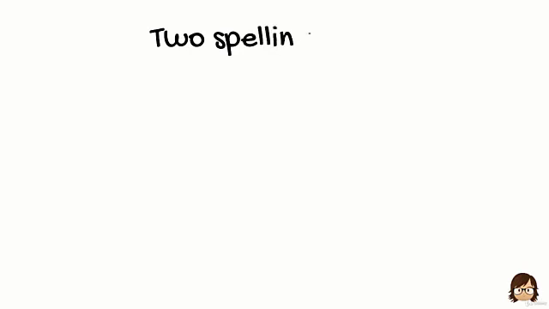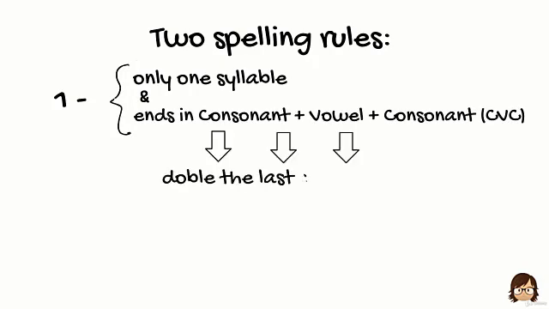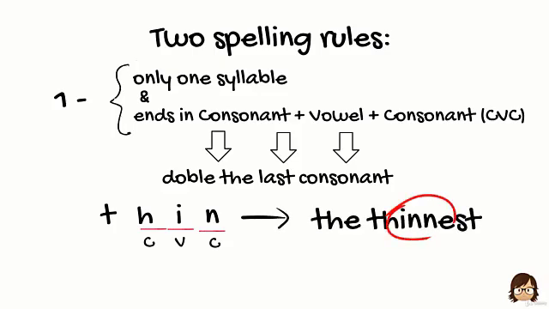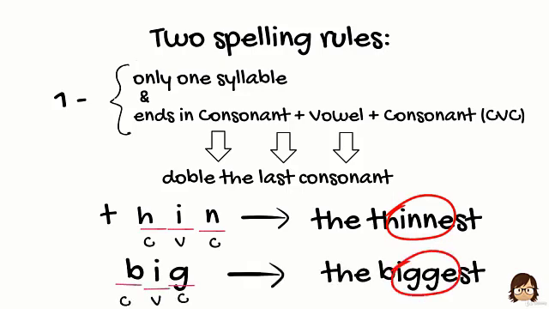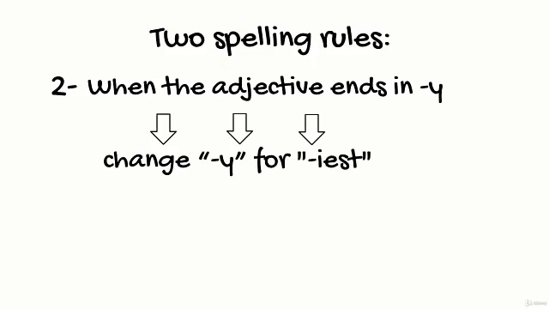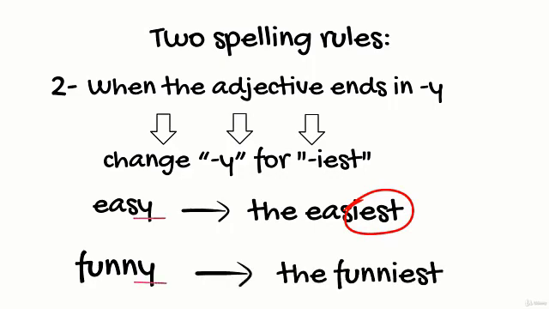Again, remember that there are two spelling rules. 1. When an adjective has only one syllable and ends in consonant plus vowel plus consonant, we double the last consonant. For example, thin. We add the thinnest. Or big, the biggest. 2. When the adjective ends in y, change y for iest, like in easy. The superlative is the easiest. Or funny, the funniest.